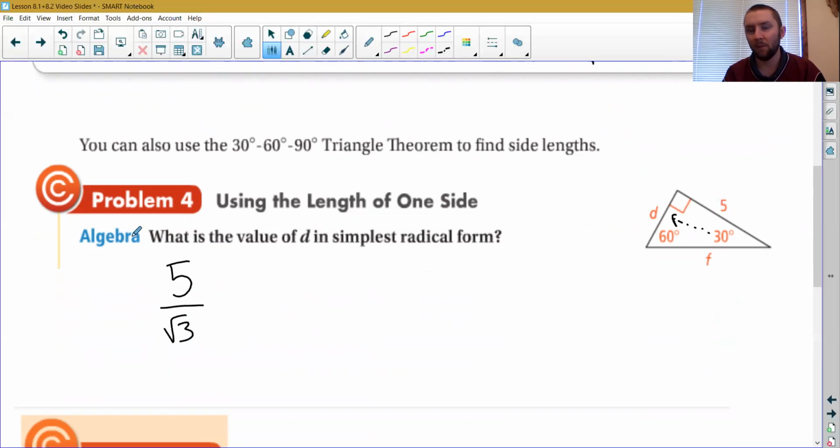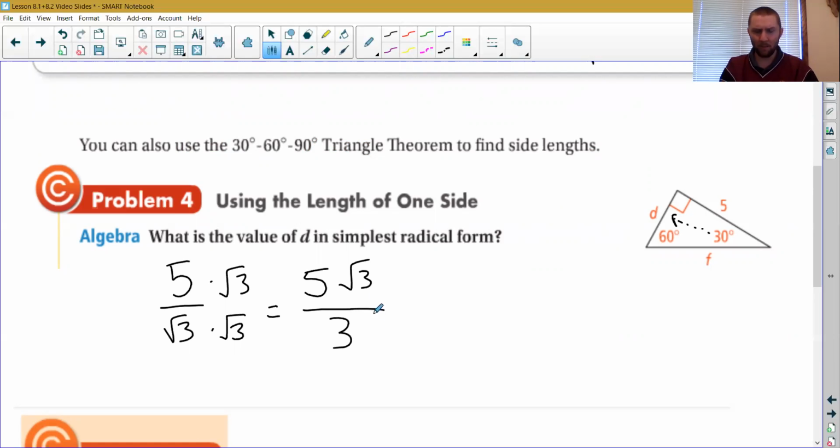Okay, divide it by radical 3. Now, again, this is just like what we saw in the last example. I need to get rid of the square root of 3 on the bottom, so I'll multiply by radical 3, multiply by radical 3. It shows up on the top with the 5, radical 3, and then the bottom is now just a 3. Is there anything I can do to simplify this? 5 over 3, 5/3? No, not really.